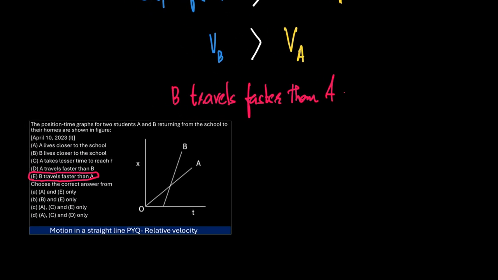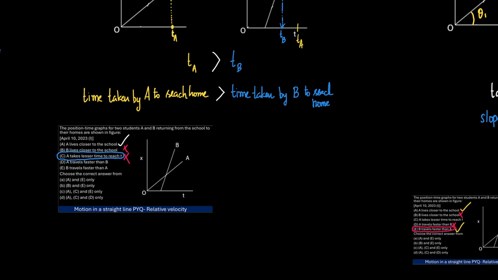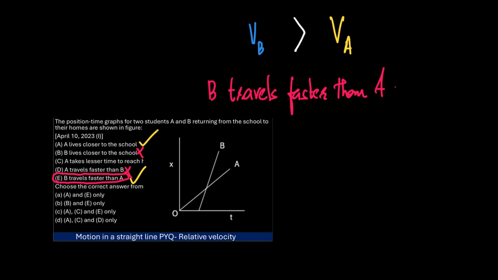And therefore, B travels faster than A is correct, and A travels faster than B is wrong. A lives closer to school is correct. B lives closer to school is wrong. A takes lesser time to reach. What did we say that was? That's also wrong, right? So basically, out of the 5 options, 2 of them are correct, which are A and E, and the correct option goes as option A. Okay.